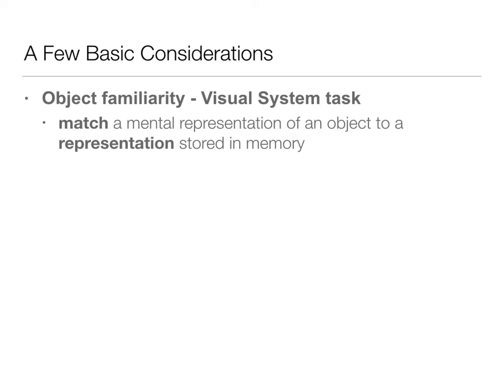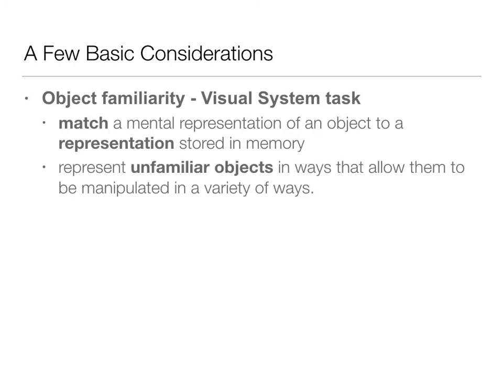But the visual system also has to be able to do this with unfamiliar objects. It has to be able to take these unfamiliar objects and allow them to be manipulated in a variety of ways. There's some complications to this.